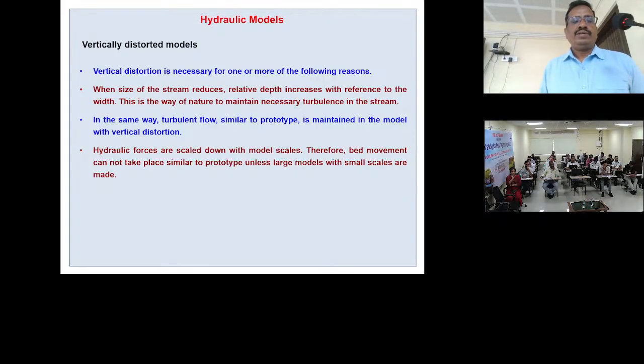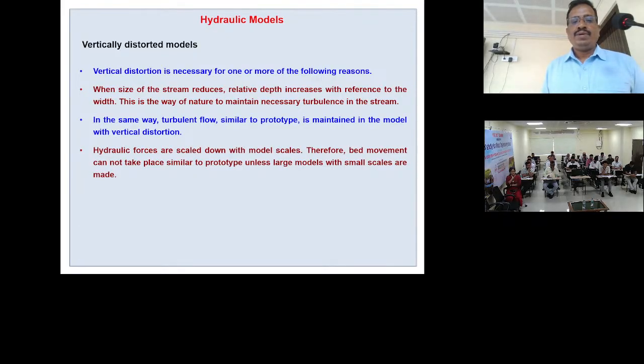Vertically distorted models. Vertical distortion is necessary for one or more of the following reasons. When the size of the stream reduces, relative depth increases with reference to the width. This is the way of nature to maintain necessary turbulence in the stream. To maintain the necessary turbulence in the stream, we have to distort the model. So this is the distortion.